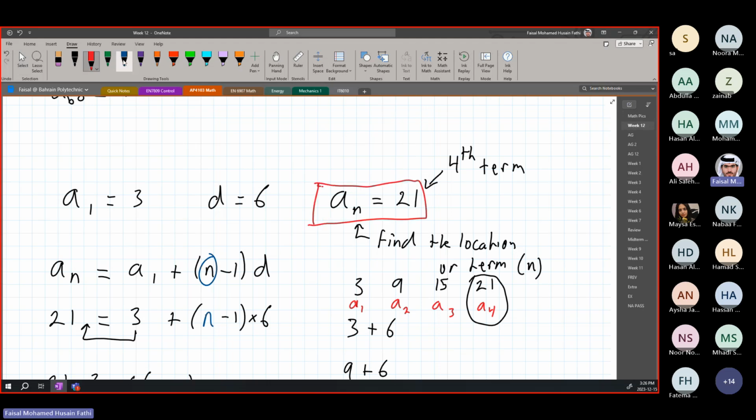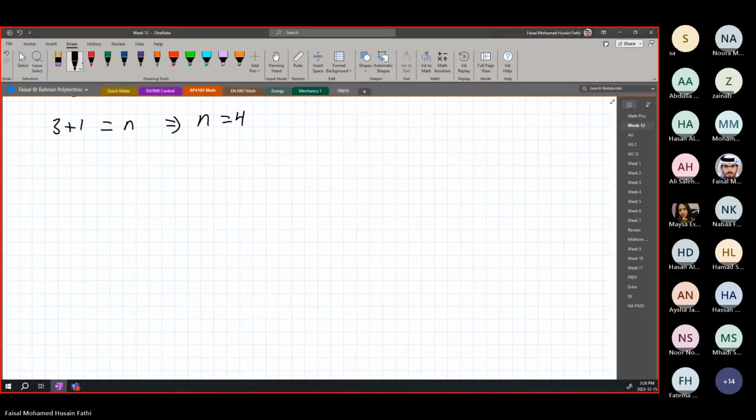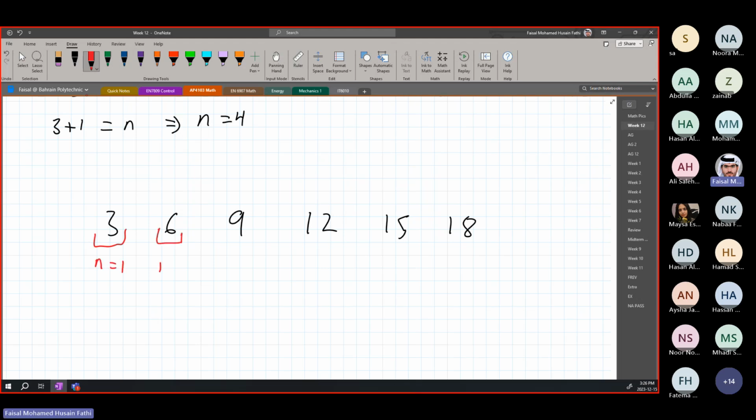We need to find the n. We don't know what the n is. Don't get confused. In a sequence, let's say we have 3, 6, 9, 12, 15, 18, etc. This is n equal 1. This is n equal 2. This is n equal 3. This is n equal 4, 5, 6. Okay, this is the n. The n is basically the location. Where the number is located in the sequence.